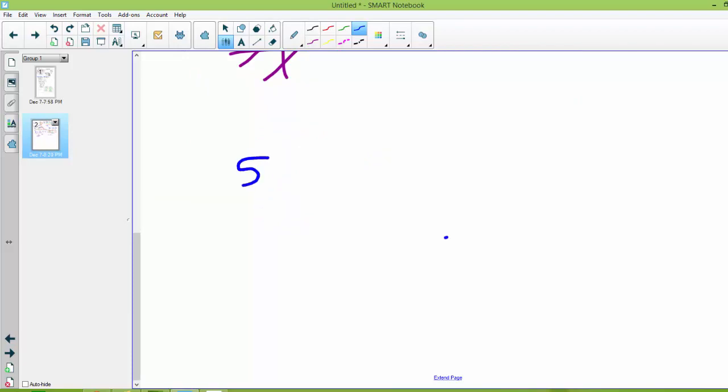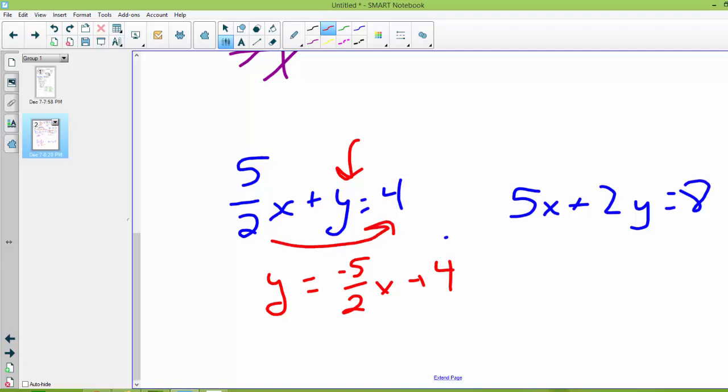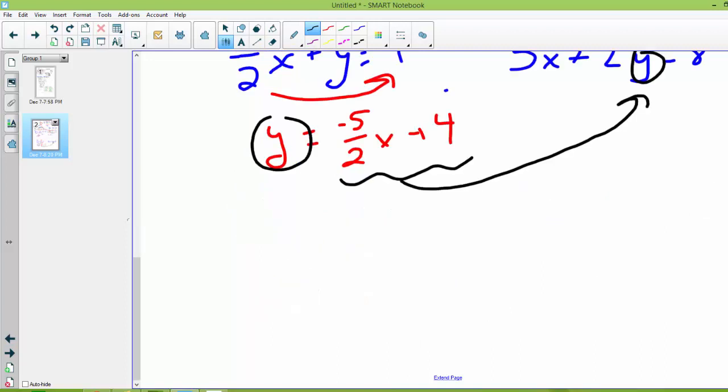Okay, try this one. 5/2 x plus y equals 4, and 5x plus 2y equals 8. Go ahead and hit pause. So this y is the one that seems like it wants to be alone because it doesn't have a coefficient. It doesn't have a number in front of it. So if you subtract the 5/2 x to the other side, you get y equals negative 5/2 x plus 4. So this y is the same as this y, therefore all of this can go in for y.